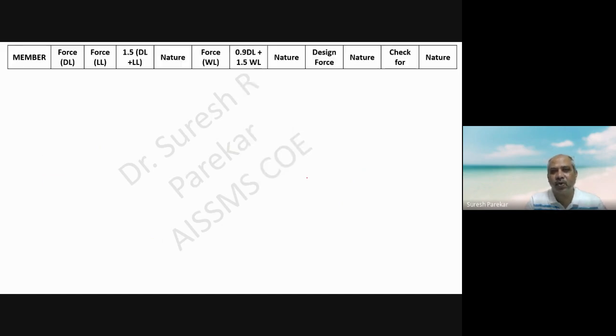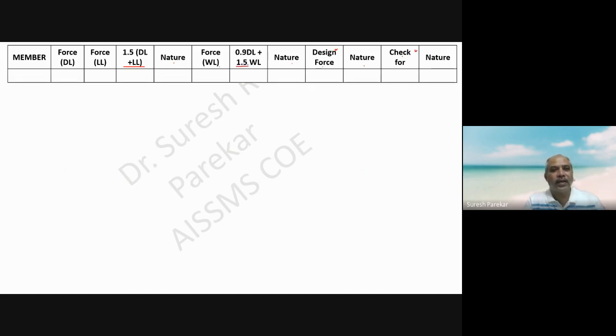So now we will go one by one in the table, and we will see forces in the members, and then we will go to the load combinations. Now you can see this. We have member, then force due to dead load, then force due to live load, then we have 1.5 dead load plus live load and nature of the force. Then we have force due to wind load, then we have 0.9 dead load plus 1.5 wind load, and then we have nature, and then we have to see what is my design force, its nature, and then check for nature. Means we have to design for one force and check for the other, because we are going to get two values, one due to 1.5 dead load plus live load, and another which is 0.9 dead load plus 1.5 wind load.